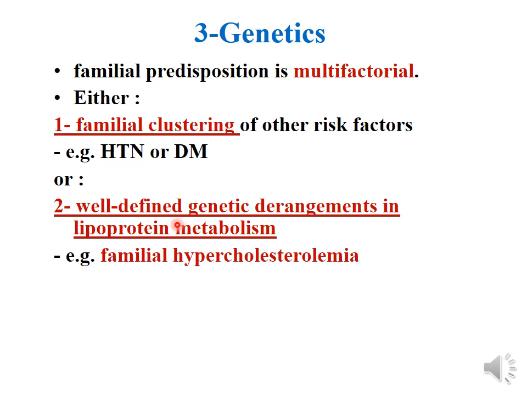On the other hand, there are certain well-defined genetic derangements in lipoprotein metabolism. If a family is inheriting a certain well-defined genetic abnormality regarding lipoprotein metabolism, family members will have a higher risk to develop atherosclerosis than the general population, even if they do not have other risk factors and they are maintaining a healthy lifestyle. One condition, as an example, is called familial hypercholesterolemia.